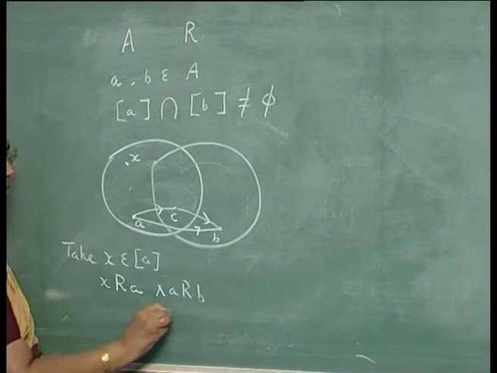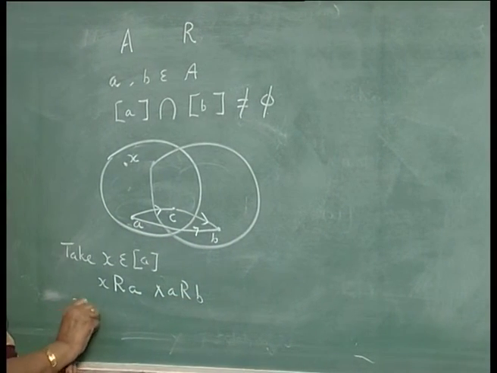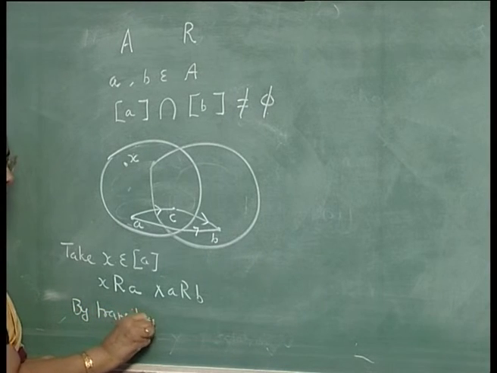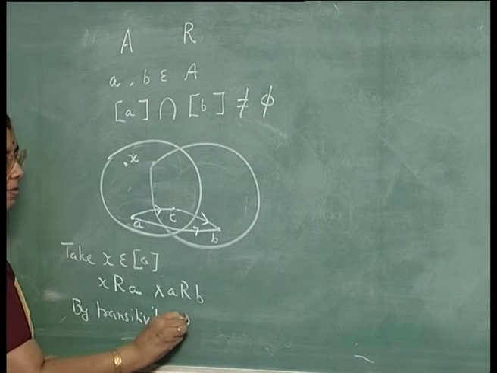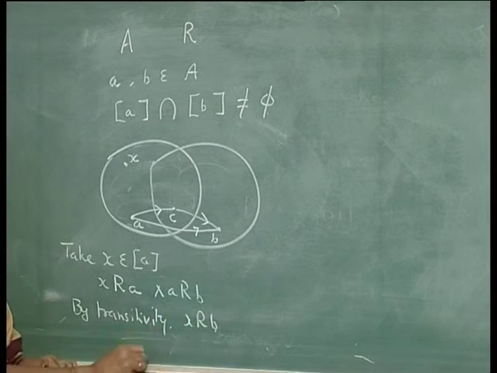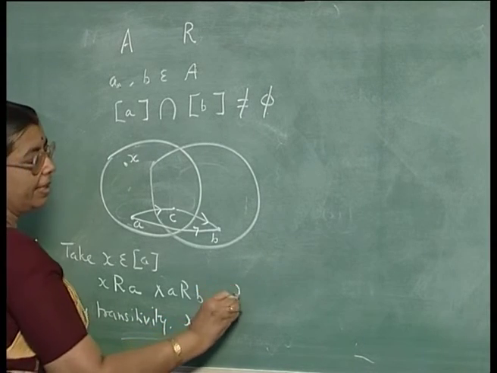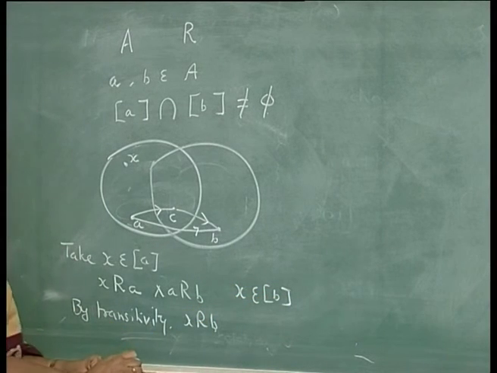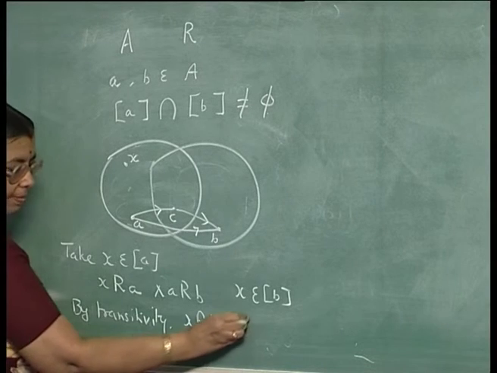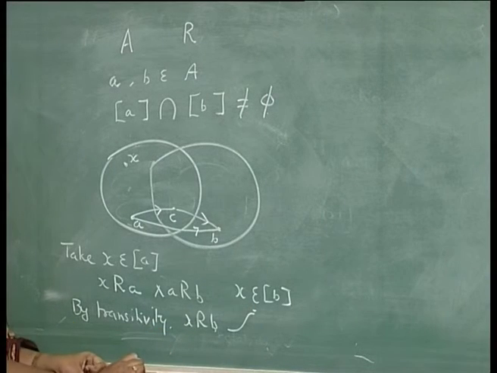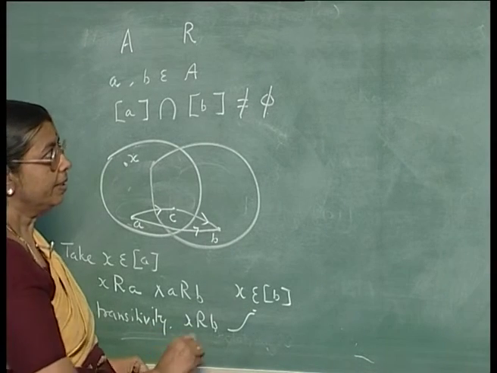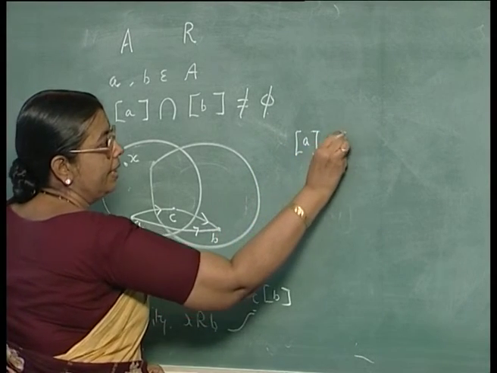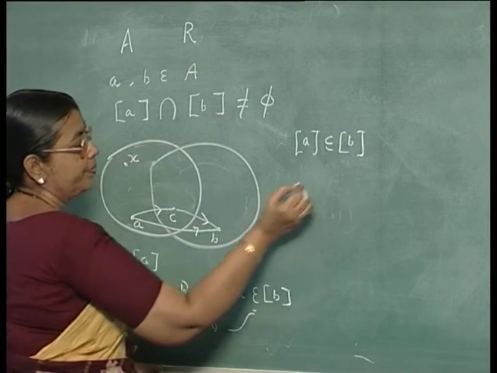So, by transitivity x will be related to B, and what does that mean? That means x belongs to the equivalence class of B. This means that the equivalence class of A is contained in the equivalence class of B.